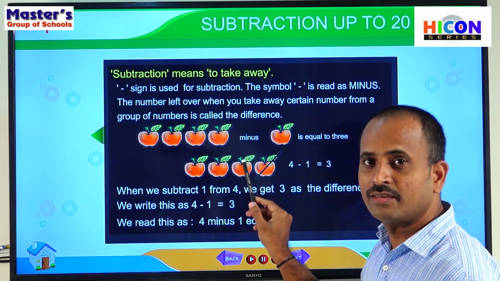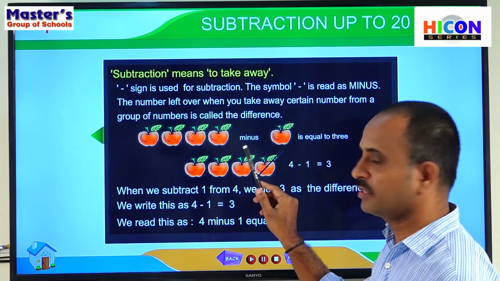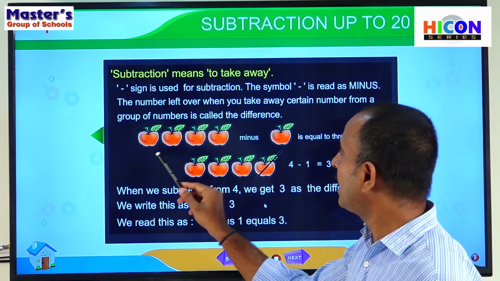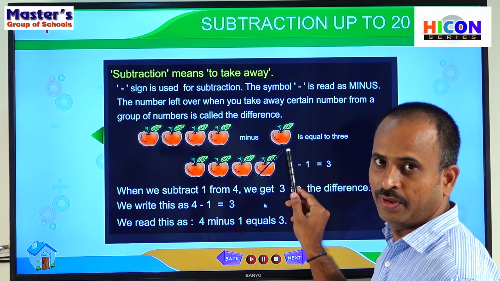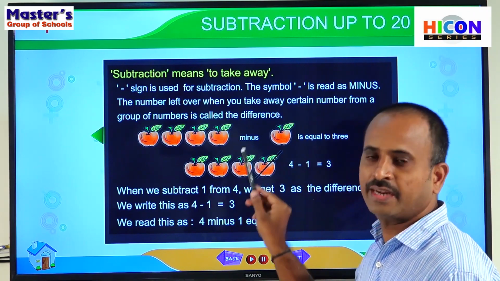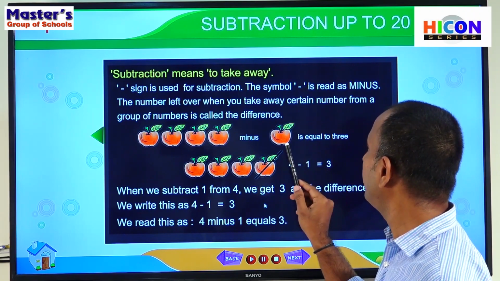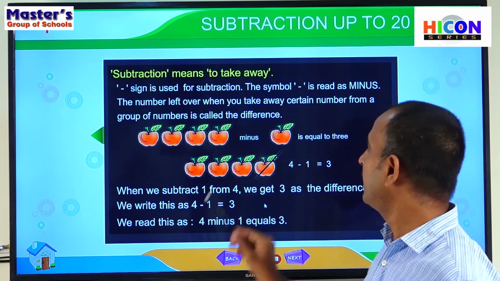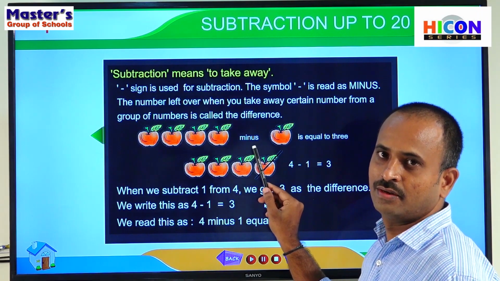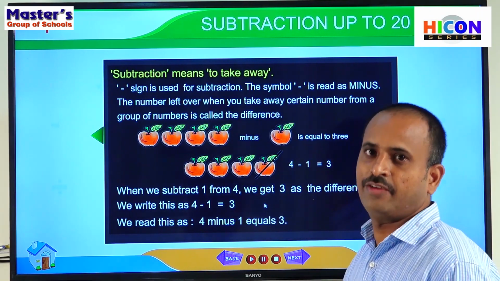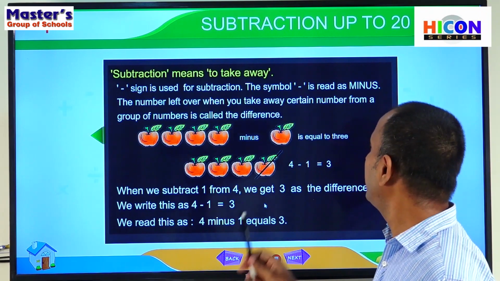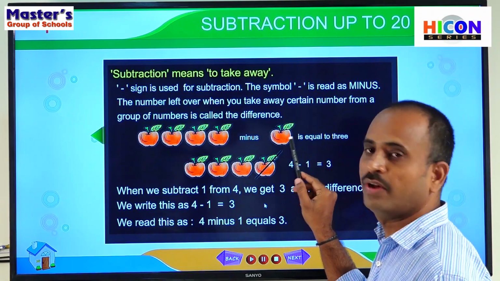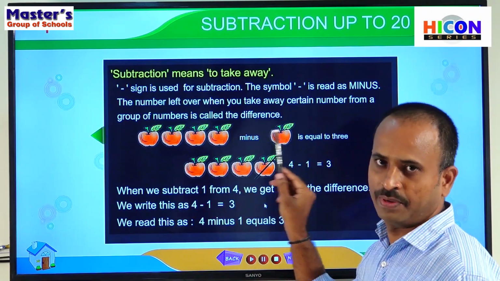Minus. Minus means take away. That means we have to subtract. How many apples are here? 1. So there are 4 apples and here is 1 apple. Minus means subtraction. That means we have to take away this 1 apple among these 4 apples. So subtraction means we have to take away. How many apples do we have to take away? 1 apple. So we have to take away one apple from these 4 apples.